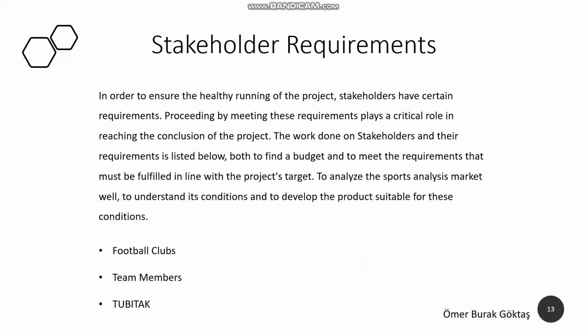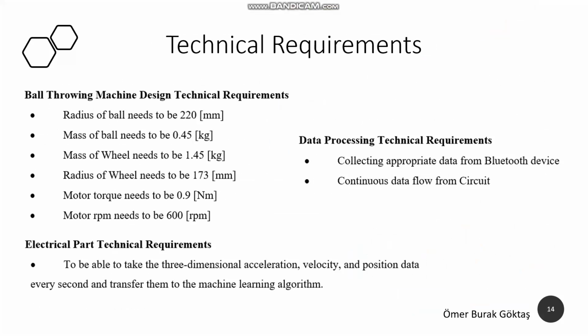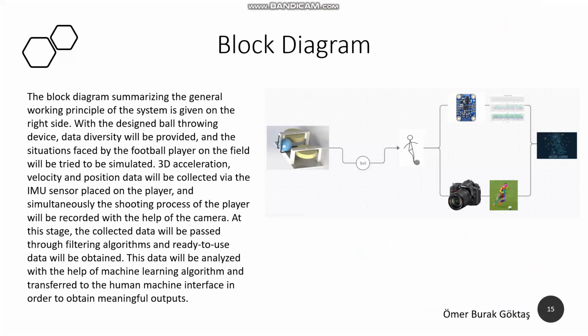Stakeholder requirements play a critical role in market analysis and budgeting. Football clubs, analysts, and Tubitak are our stakeholders. In technical requirements, the radius and the weight of the soccer ball, the radius of the discs that we will use in the ball throwing machine, and the engine RPM and torque values calculated based on these values are specified. At the same time, we have some requirements in the electrical and data processing sections.